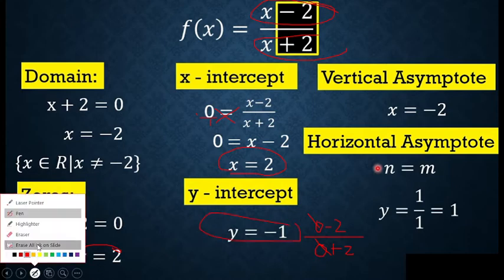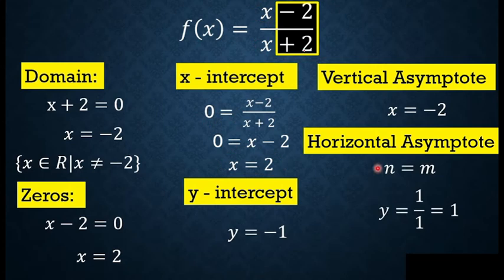Then the vertical asymptote is x equals negative 2. Just take the denominator here. Please check it against our domain. So that is the vertical asymptote. Our graph approaches the line at negative 2, but it does not touch it.